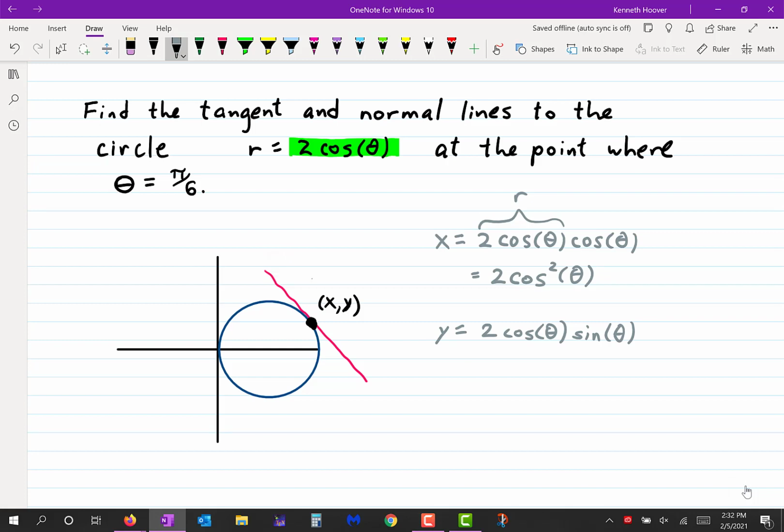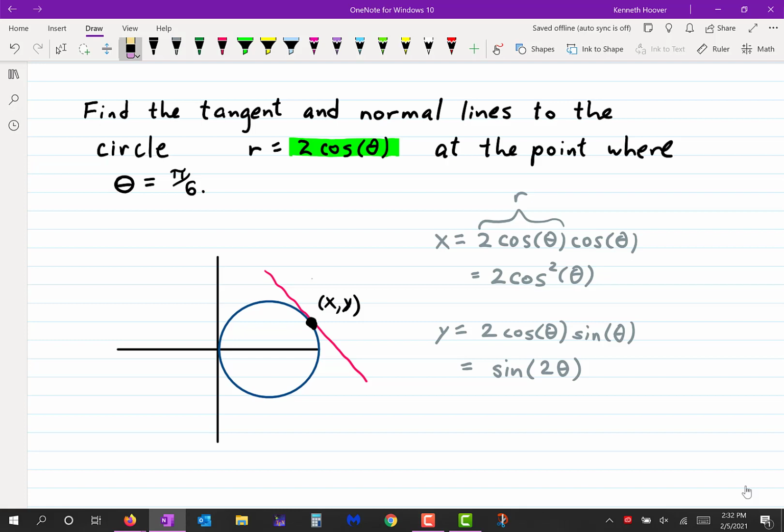Which happens to equal sine of 2 theta, because cosine theta times sine theta is half sine 2 theta. That's a trig identity. So let's go ahead and leave that like that.